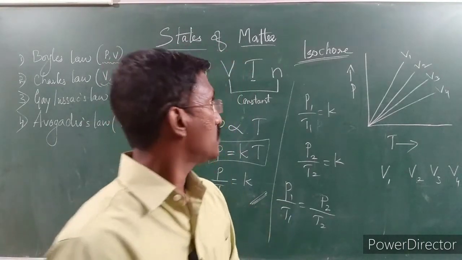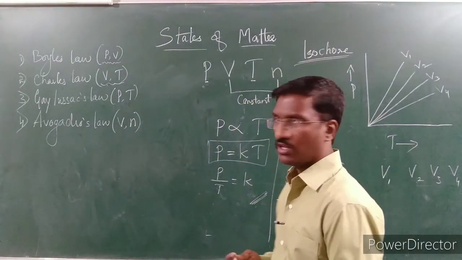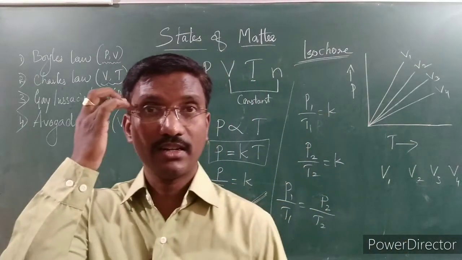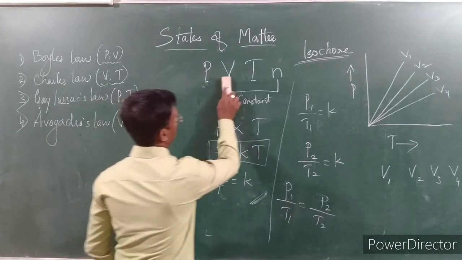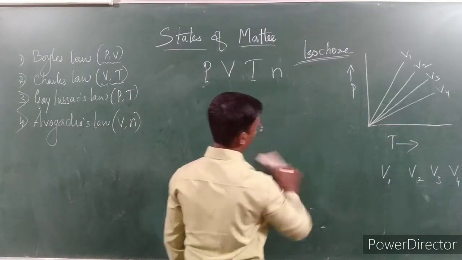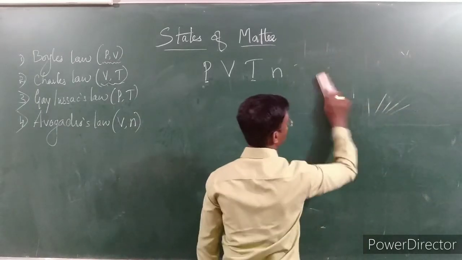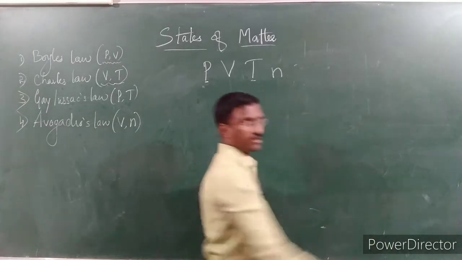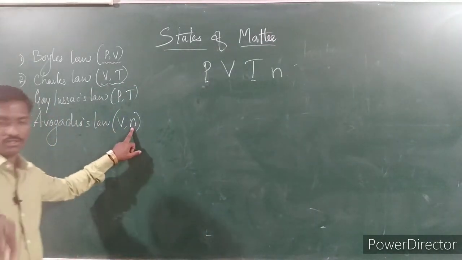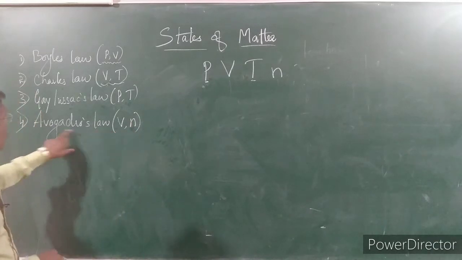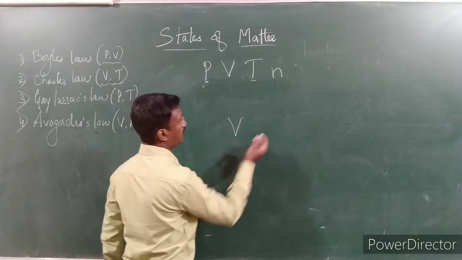Okay, so the next one is the last one, that is Avogadro's law. Avogadro's law is going to explain this. In Avogadro's law, we define the terms the same way: which one do we have to take as constant? I have drawn some points there. Avogadro's law is going to express the relation between only two terms, that is volume and amount of substance.